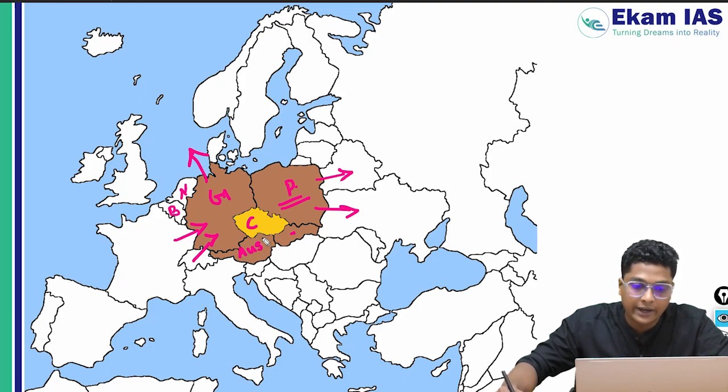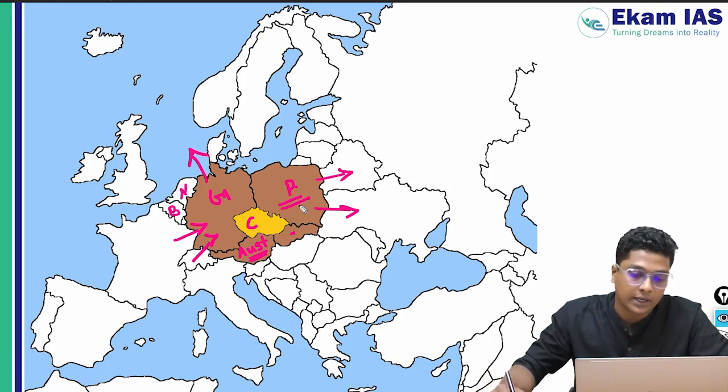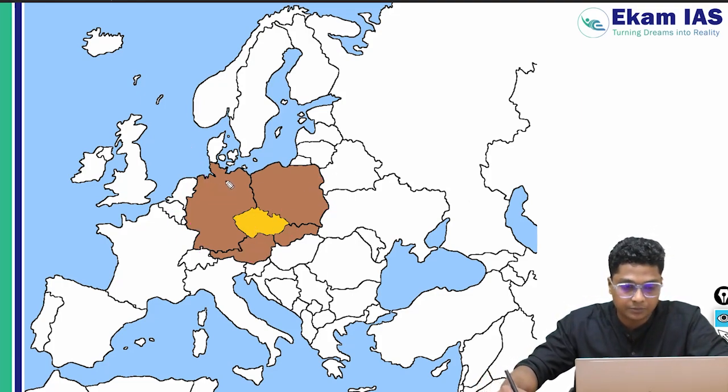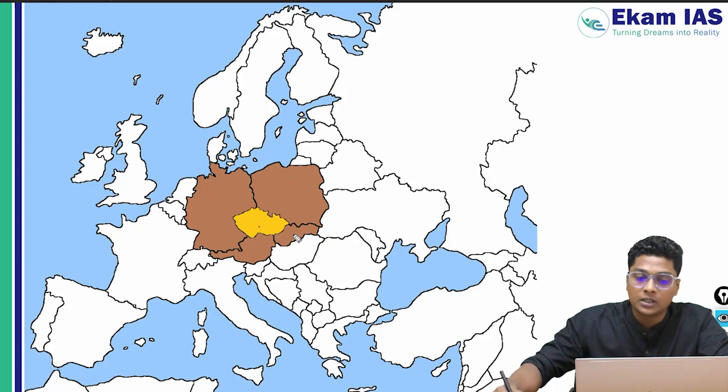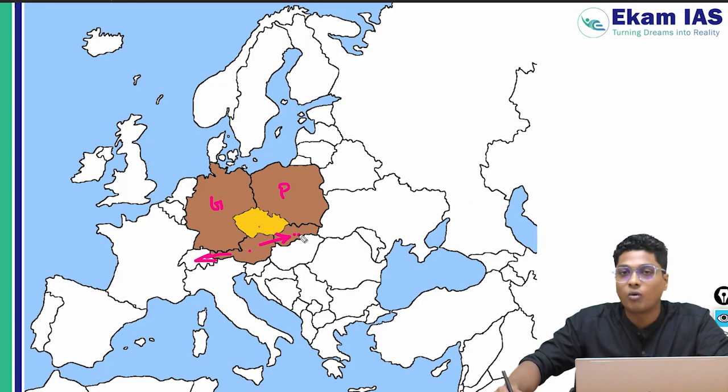So regarding the war, you will be able to remember these places, right? Czech Republic, then here Slovakia, Poland, here we have Germany, and this is Austria. Austria is sharing border with Switzerland. Austria is sharing border with Slovakia. And Slovakia, very important fact, Slovakia is sharing border with Ukraine.